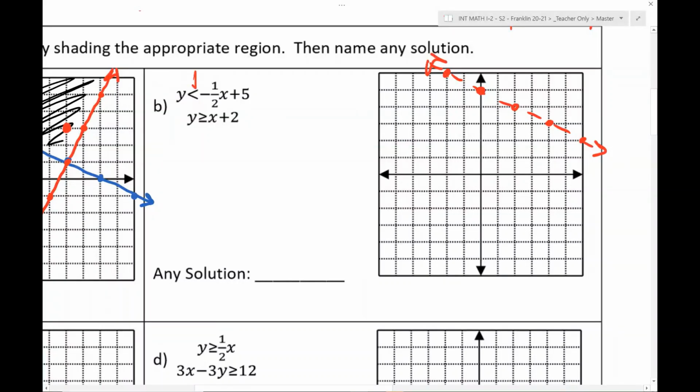Okay, and it is less than, so it is being shaded down. So let's just remember shaded down on that one.